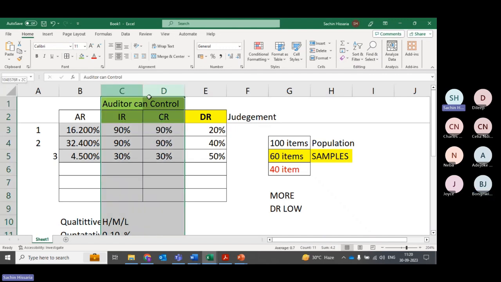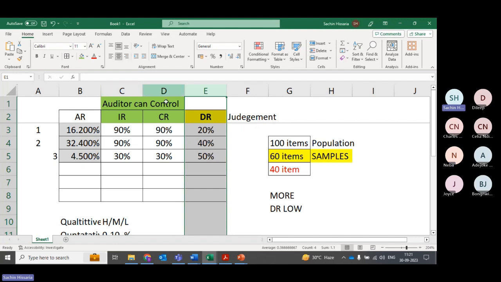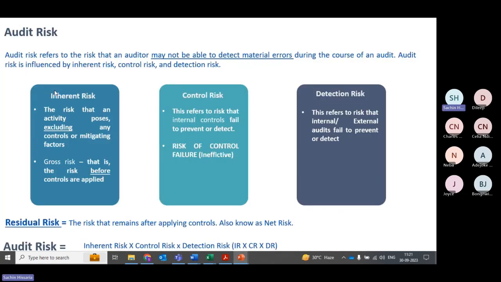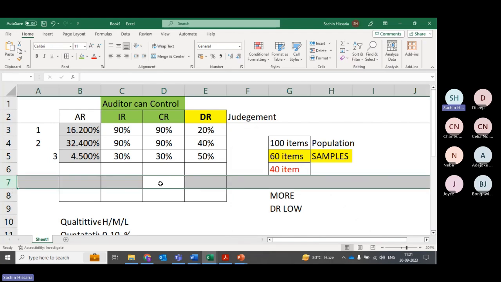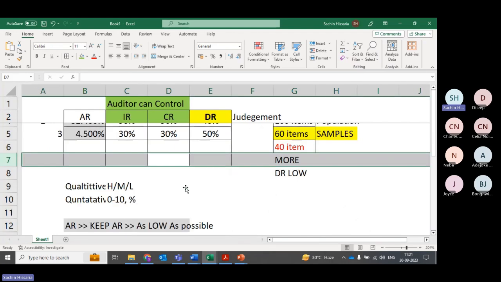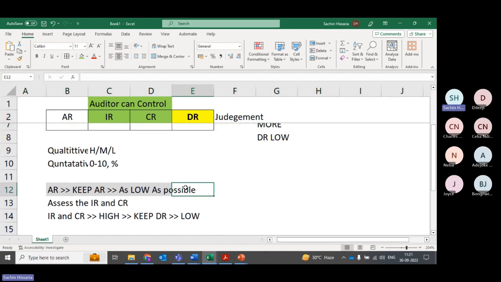So as an auditor, our job is to assess IR and CR. Based on our assessment of IR and CR, we can decide what the detection risk should be, so that we can keep our audit risk as low as possible. I hope this is clear. Earlier we discussed the theory part of it. Now we have discussed the practical aspect of it. What is the relationship between IR, CR, and DR? I hope this is clear to everyone.